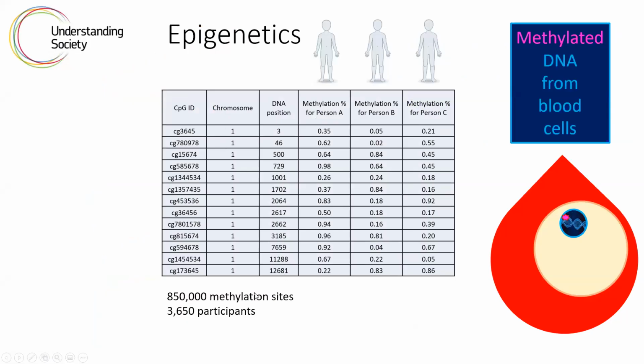In the data file, we've got data for over 3,500 participants, 850,000 sites on the DNA. Each of these sites is called a CpG, has an ID like the SNPs do, and for each person you just get a proportion methylation, and a 1 would represent 100%.